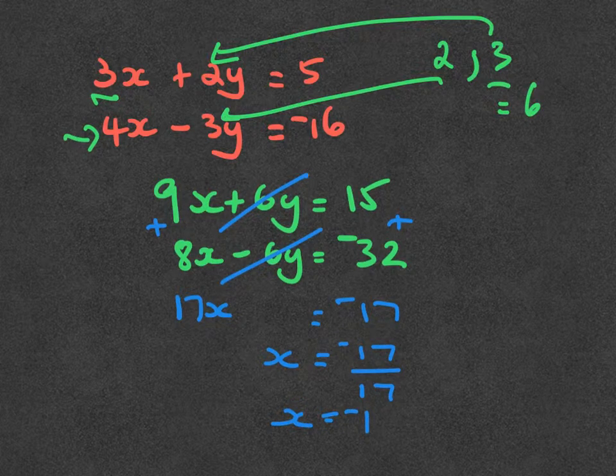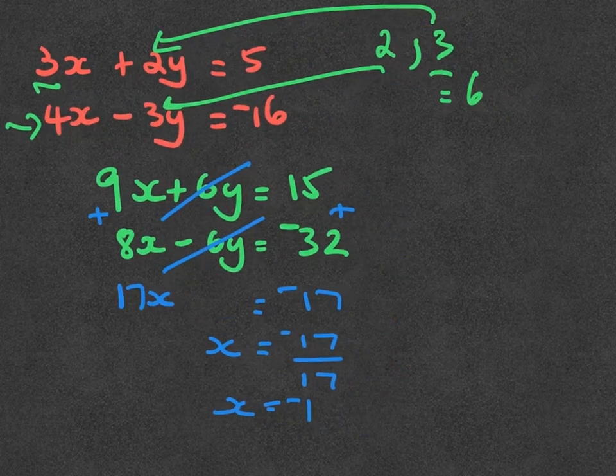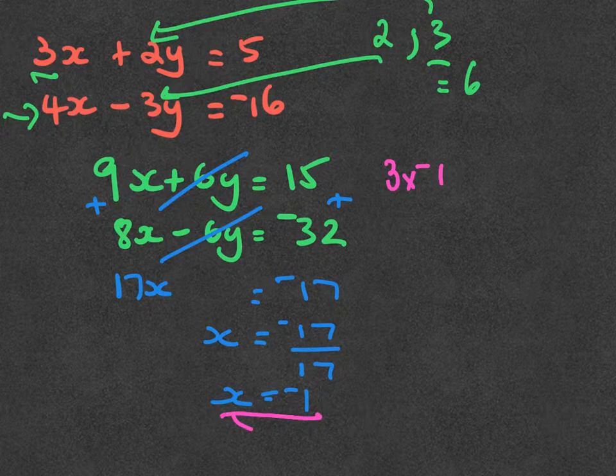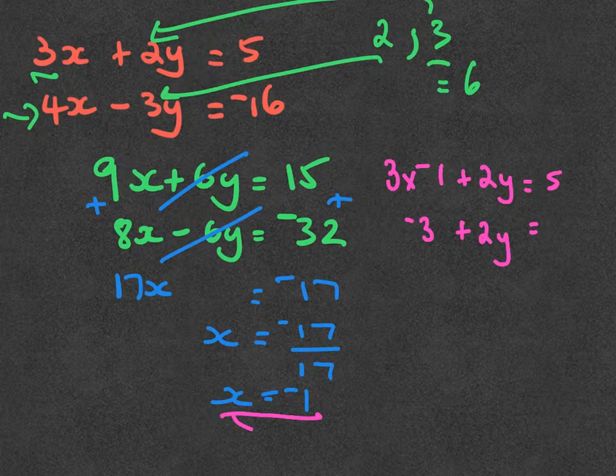Just like before, we now need to work out what our y is. So I'm just going to move this over slightly so we've got room. Okay, so now let's rewrite this. So it'll be 3 times negative 1, because that's where we got our x value, plus 2y equals 5. So now we're solving for y. So this would be negative 3 plus 2y equals 5.